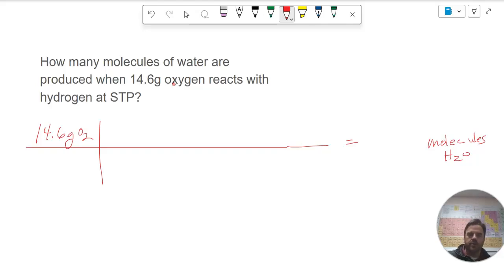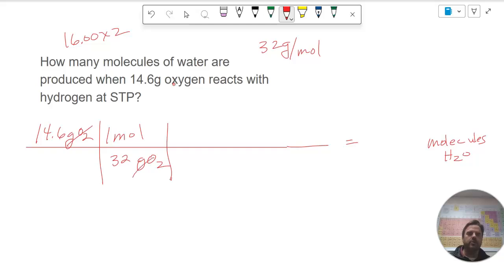All we need to do is, first of all, start with converting this into moles. And again, we're using the molar mass. Remember, for oxygen, it's going to be 16.00 times 2, so it's 32 grams. Here's the molar mass, 32 grams per mole for oxygen, because we've got two O's. So 32 grams for every 1 mole. This is for O2. We cancel out grams of O2.